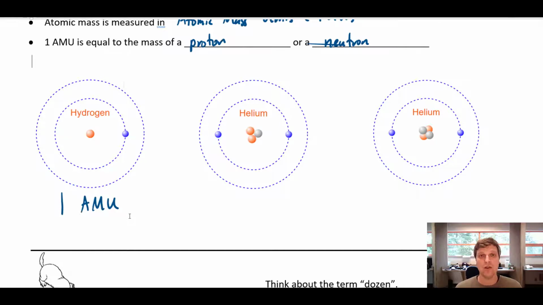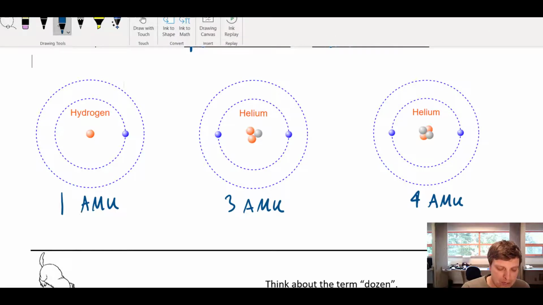That's all you need to know about it in order to know that it's helium. It's 2 protons. But it also has 1 neutron, and so that would have a total mass of 3 AMU. And then this last atom here has 2 protons and 2 neutrons for a total mass of 4 AMU. So I just want to point out a couple of things here.